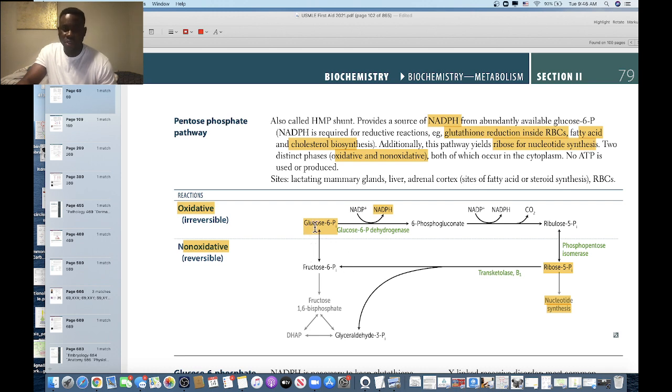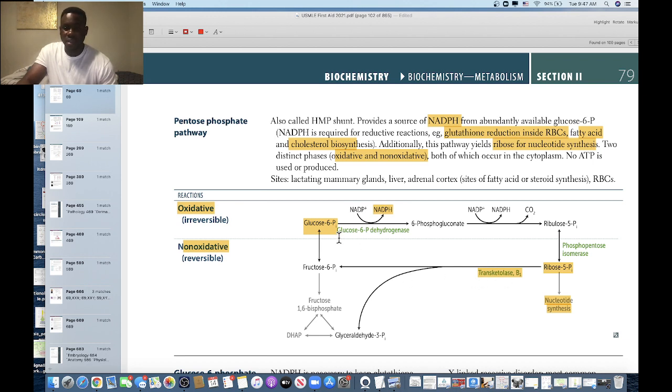But then we also have the non-oxidative phase, done by fructose 6-phosphate. We know that glucose 6-phosphate, the next step, is converted to fructose 6-phosphate. This fructose 6-phosphate can be converted into ribulose 5-phosphate using transketolase and B1. This is very high yield. They call it the RBC transketolase. It's very, very high yield. Take note of this enzyme.